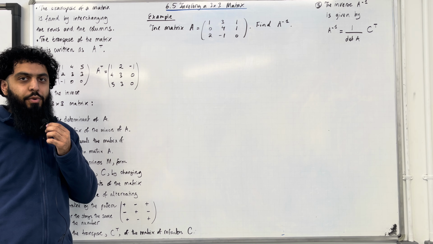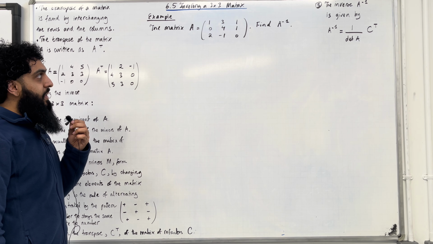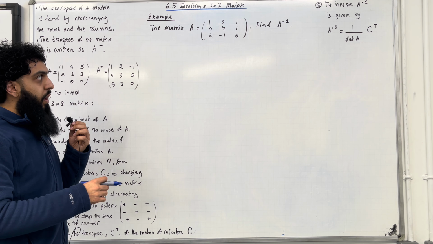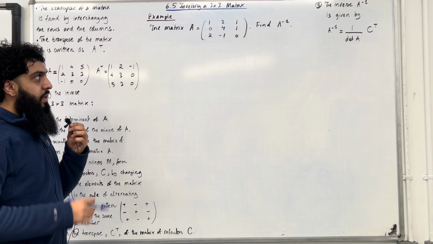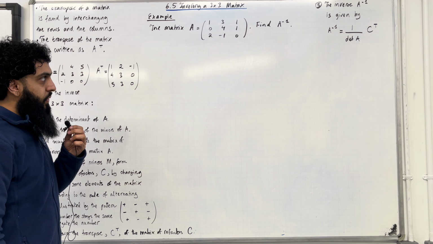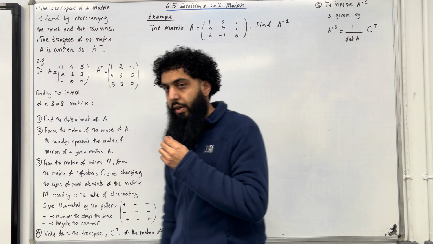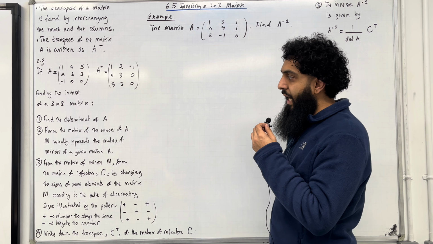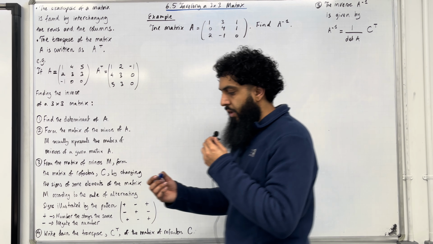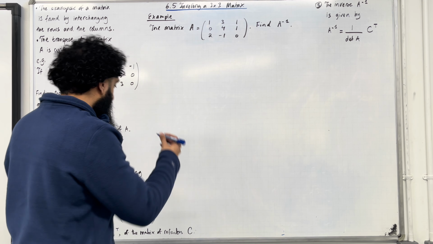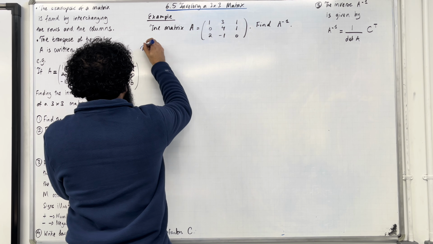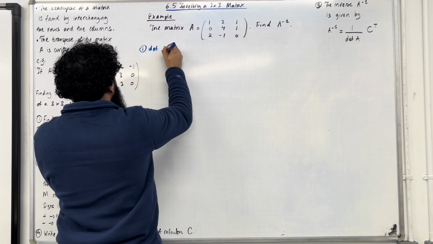Here is my example. The matrix A is defined as the matrix with the entries 1, 3, 1, 0, 4, 1, 2, minus 1, and 0. Find A inverse. Let's have a look at the solution. Step number 1, find the determinant of A. So I'm going to use step 1. In my calculation, I want to work out det A.